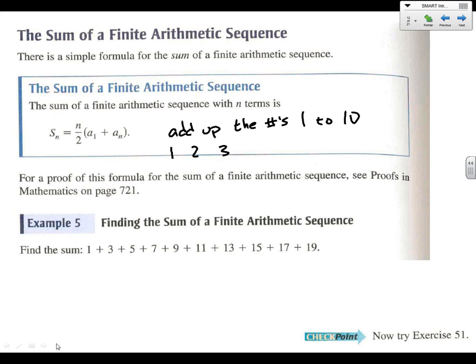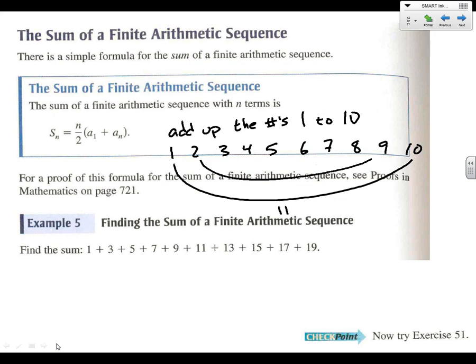1, 2, 3, 4, 5, 6, 7, 8. Do I have room? Yes, I do. 1 through 10. And here's what we want to do. Let's look at the outside numbers. What's 1 plus 10? It's 11. What's 2 plus 9? It's 11. 3 plus 8 is 11. 4 plus 7 is 11. 5 plus 6, they're all 11s, right? So the outside pairs are going to make the same sum.